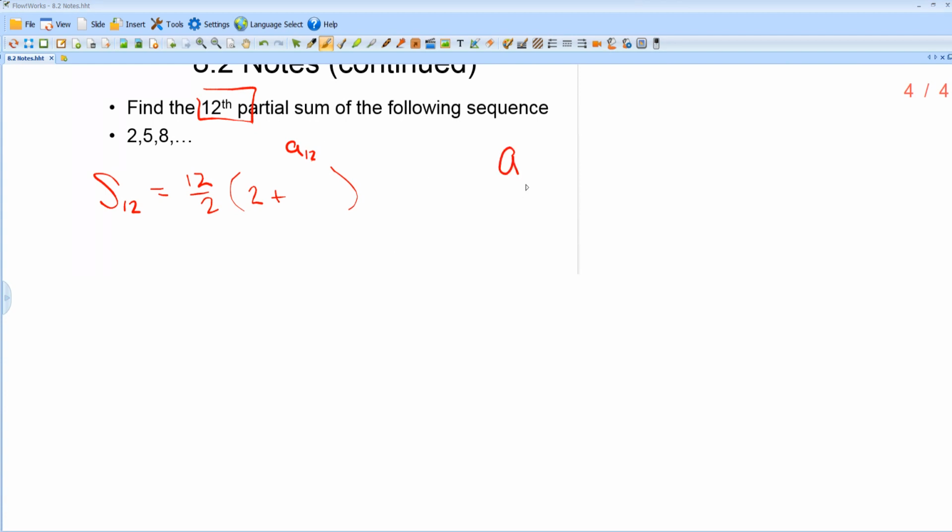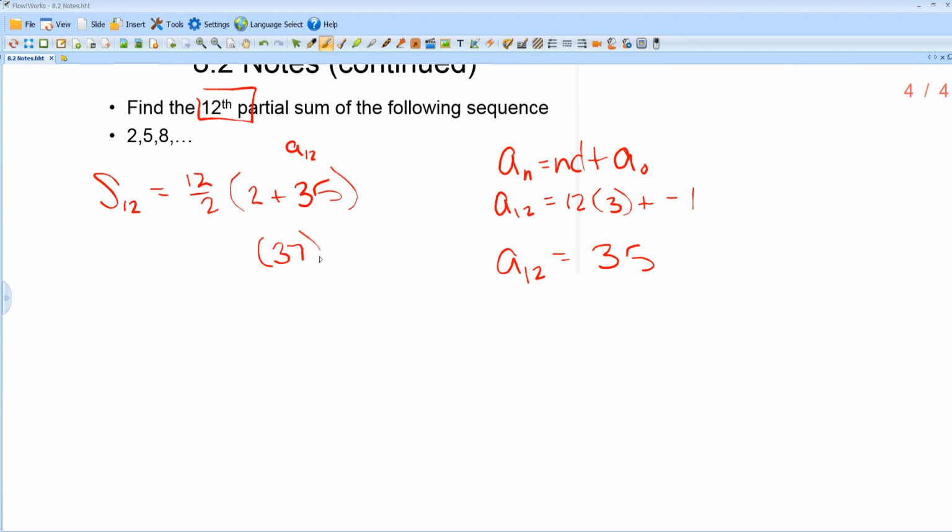So we're going to have a sub n is equal to n times d plus a sub 0. N here is 12. D, the common difference, I'm adding 3 each time. And a sub 0, the term that would have come before this, is negative 1. Whatever, I just wrote plus negative. It's not a final answer, so I'm not going to care about that. 12 times 3 is 36, minus 1 is 35. So here I'll have a 35. 2 plus 35 is 37. 12 over 2 is 6. 6 times 37, 6 times 7 is 42, 6 times 3 is 18, so 222.